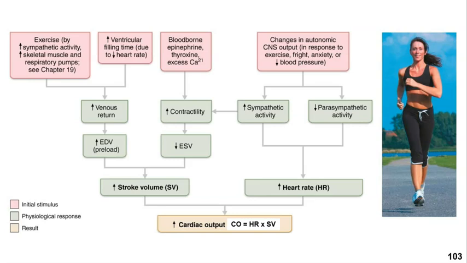Chemical messengers, such as hormones like epinephrine or thyroxine, can increase the force of contraction for the heart, which decreases the end systolic volume. If the end systolic volume goes down, then the stroke volume is going to go up, because end systolic volume is the amount of blood remaining in the ventricles after they contract. And so if that number goes down, then more blood is leaving the heart, increasing stroke volume, which is also going to serve to increase cardiac output as well.